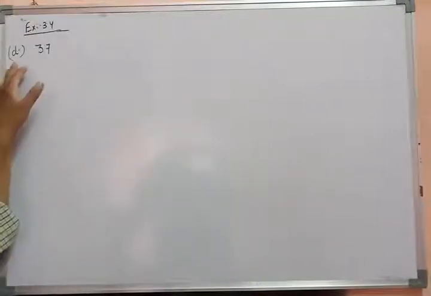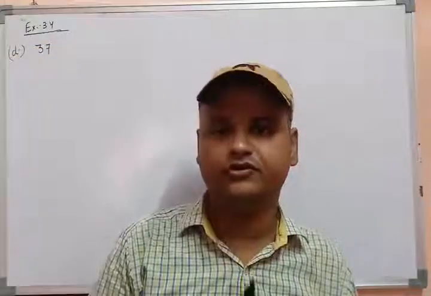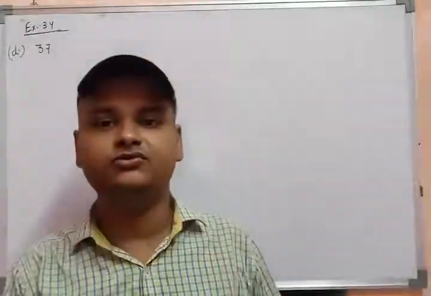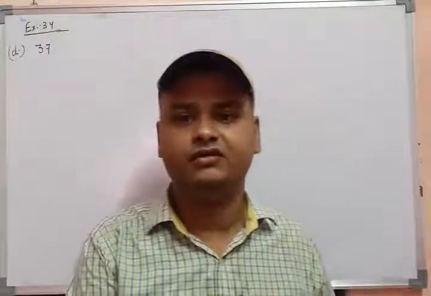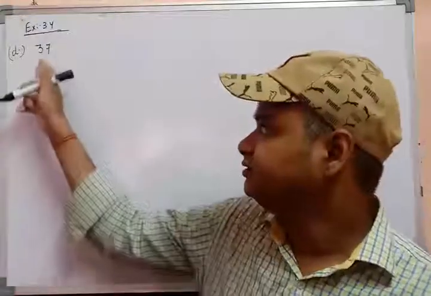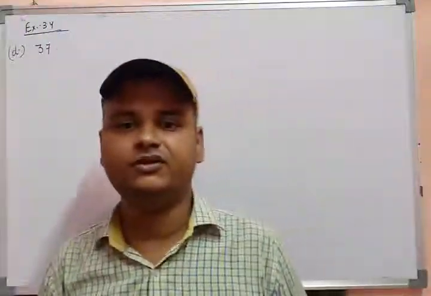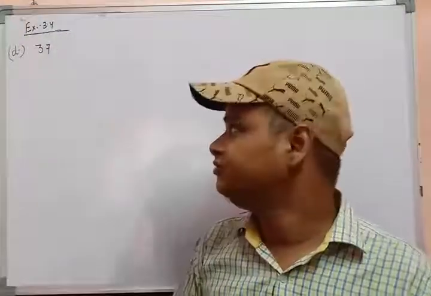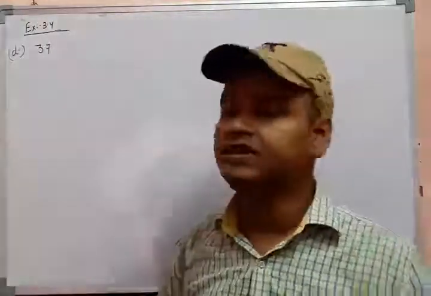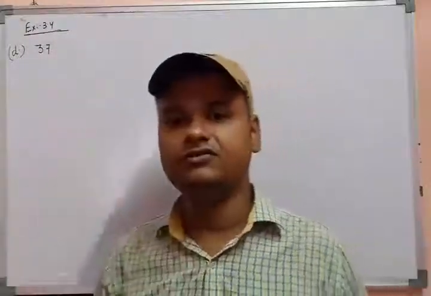Now we are moving on to part D of this question. Students, in this type of question you have to write the solution in 1 or 2 lines, and we have to use the concept that I gave in the previous segment. If a number has ones place digit 7, then the digit in ones place of the cube of the number will also be 7.